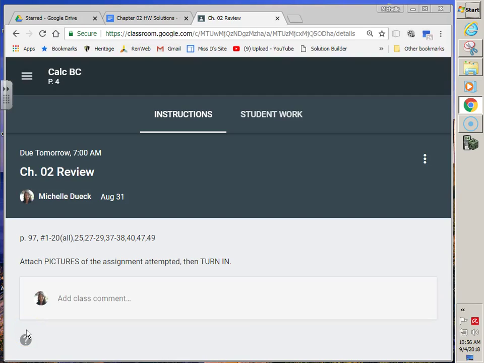Kiddos. Section 2.4, how was it? Okay, so maybe a couple questions, but not too bad. I would love for us just to work on the review all of class.